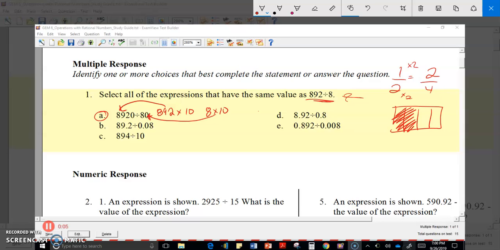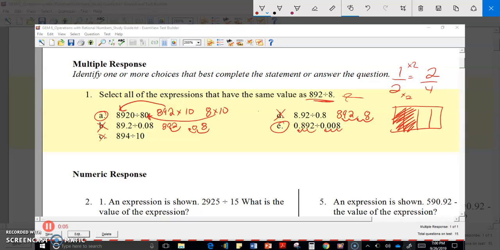B automatically does not work. Here, I would move the place value. If I had 892, I would have to move the decimal place over one time, and to convert 8, I would have to move the decimal over twice. So B is not an option. C is not an option because there is not even a 4 in the original problem. It's 892. D is also not an option because for 892, I would move the decimal over twice, and for 8, I would move the decimal over 2 times as well. And then letter E, 1, 2, 3, 1, 2, 3. So it is an equivalent expression.